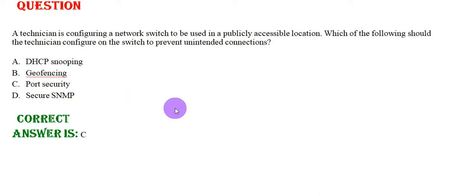A technician is configuring a network switch to be used in a publicly accessible location. Which of the following should the technician configure on the switch to prevent unintended connection? Option A, DHCP snooping, option B, geofencing, option C, port security, option D, secure SNMP. The correct answer is option C.